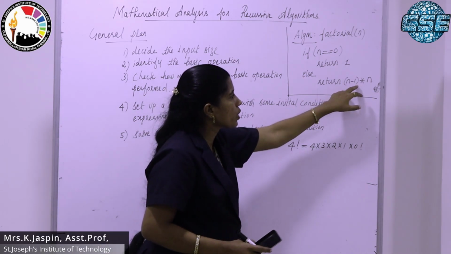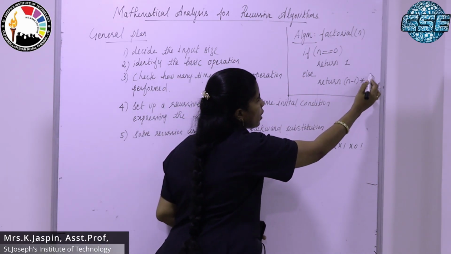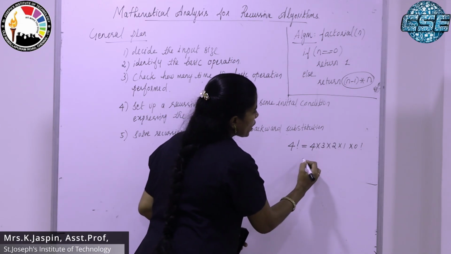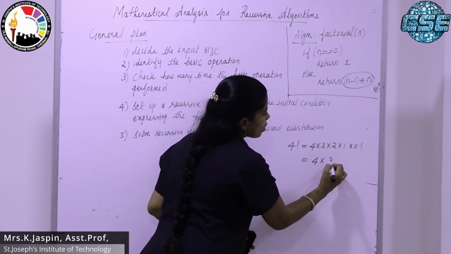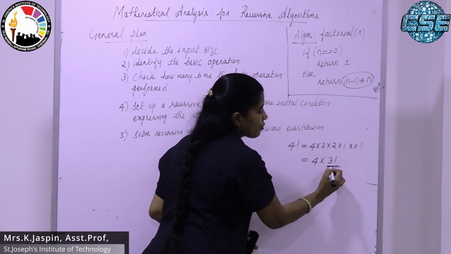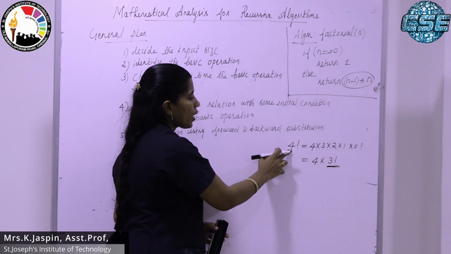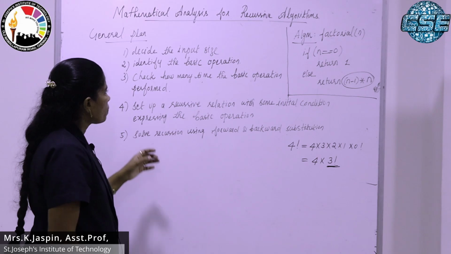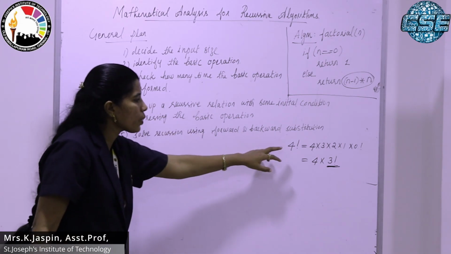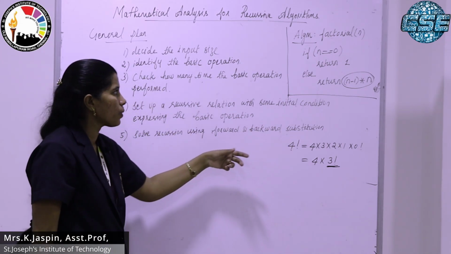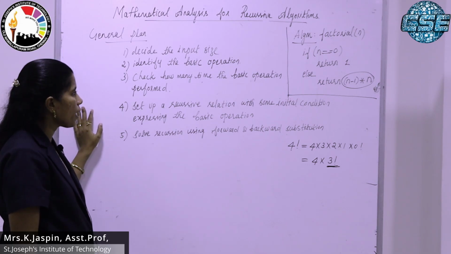So here, in order to calculate 4 factorial, I am calling 4 into 3 factorial. I am calling 3 factorial again in order to calculate the total factorial value of the element 4. Likewise, the terms get calculated recursively in order to bring the factorial of an element.